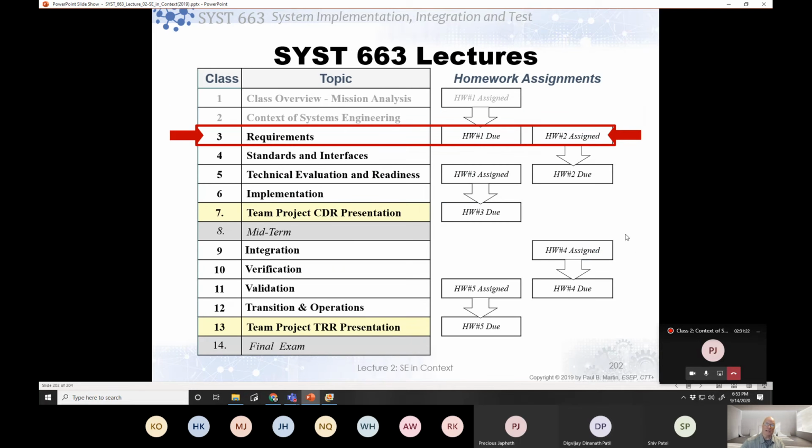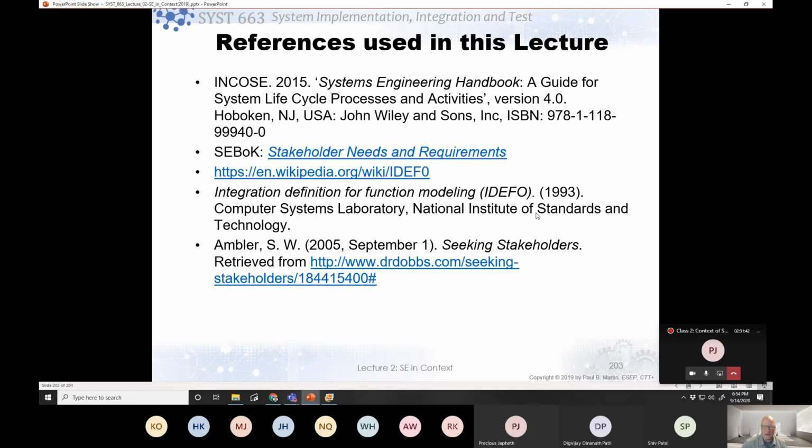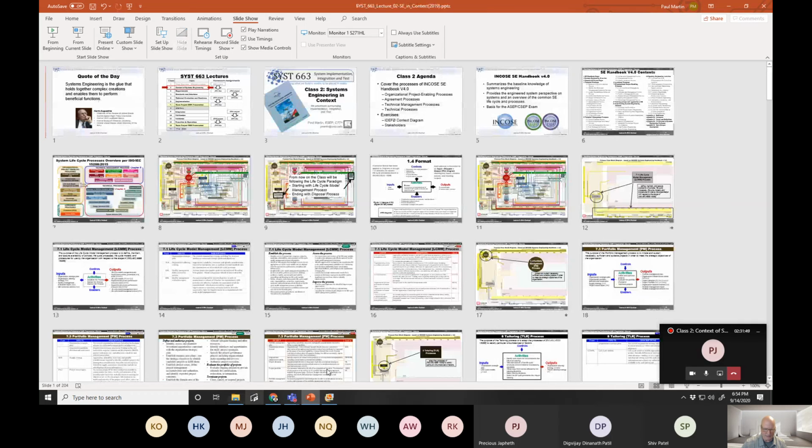All right. Next week, we'll talk requirements. Now, you may wonder, requirements, we already did that. When we're doing system implementation integration, you kind of need requirements and understand requirements in order to make sure your implementation's right. So I'm going to get into requirements one more time. And these are my references. So that's it. We're done.